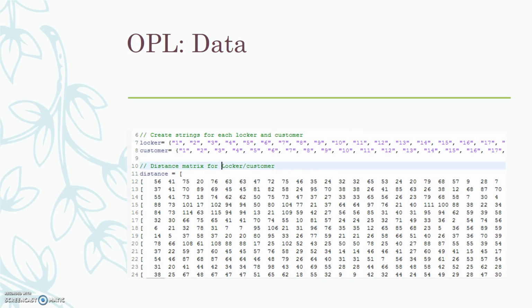And then here is the data for the model. This is only a portion of it because the distance matrix was huge, so this is just a snippet. At the top we have our locker data, which goes from 1 to 30, and below that is the customer data, which goes from 1 to 300, and then the distance matrix for the lockers and customers. That was really big, so I just took a small picture to give you an idea of what it would look like.